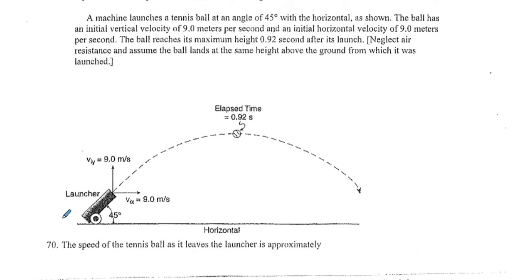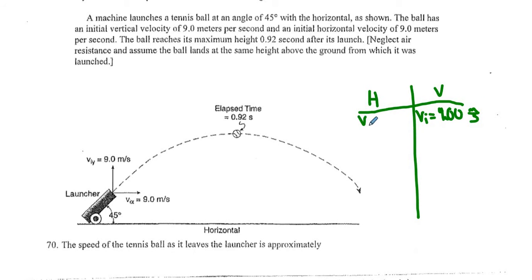Alright, so we have a machine that launches a tennis ball at an angle of 45 degrees as shown. The ball has an initial vertical velocity of 9 meters per second. Okay, so let me set this up. In the horizontal and in the vertical, my initial velocity here is 9 meters per second. The initial velocity here is 9 meters per second. And we also know the acceleration in the horizontal is 0. The acceleration in the vertical is negative 9.81 meters per second squared.